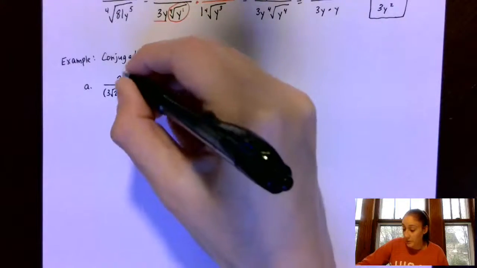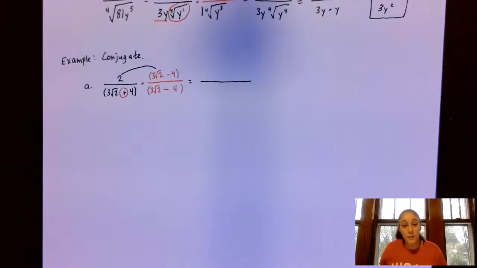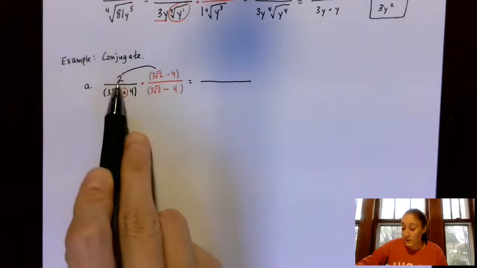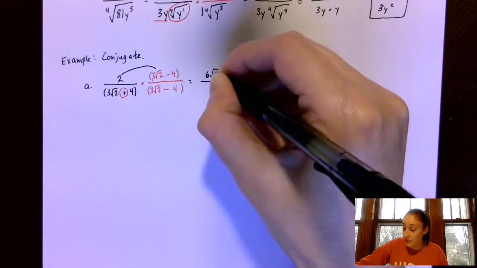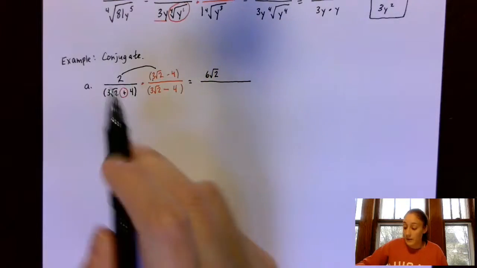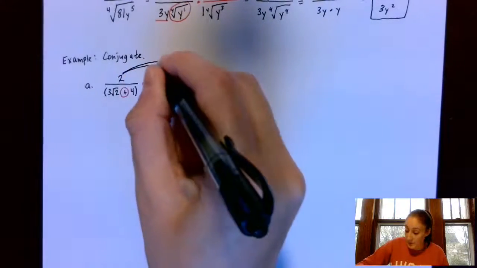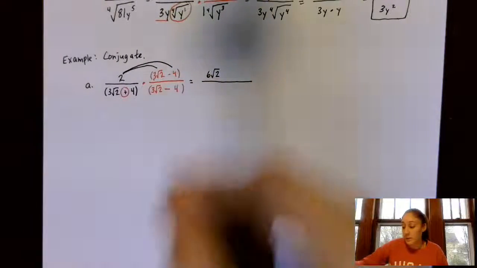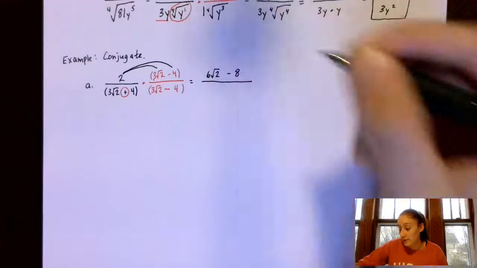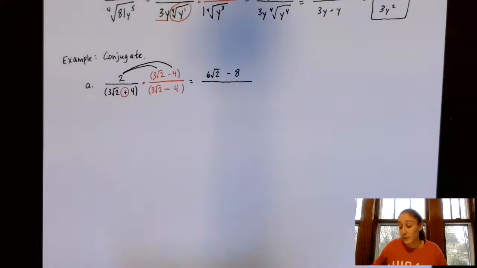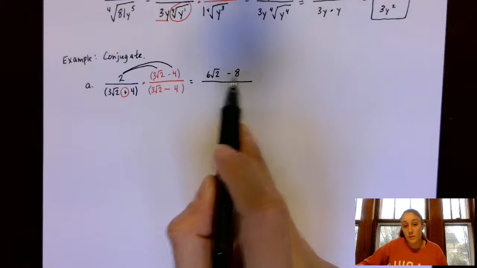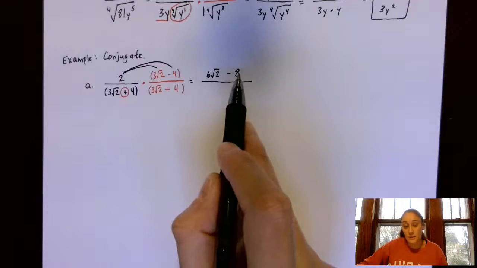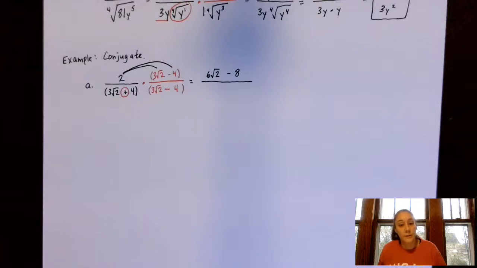So I'm going to do 2 times 3 radical 2. So that's a coefficient and that's a coefficient. So those multiply and I get 6 radical 2. Then I have 2 times negative 4, and that's a negative 8. Okay? That's all we can do because these are not like terms, right? This one doesn't have a radical 2 on it, so I can't combine them. I can't do 6 minus 8. So I'm going to leave that just that way for now.